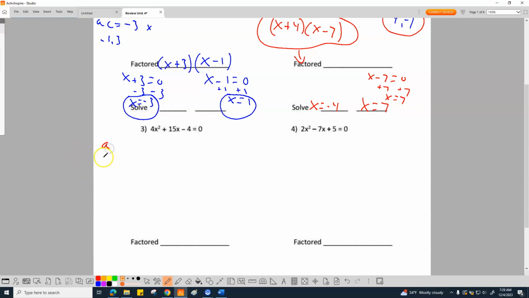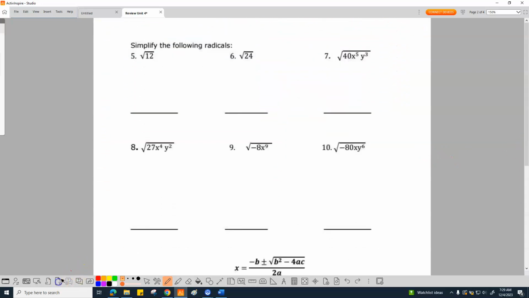So you're going to have this set up with A, B, C, and AC. Same thing over here, A, B, C, A, B, C, AC. So go ahead and get those things going. Then we'll move on to the next page.